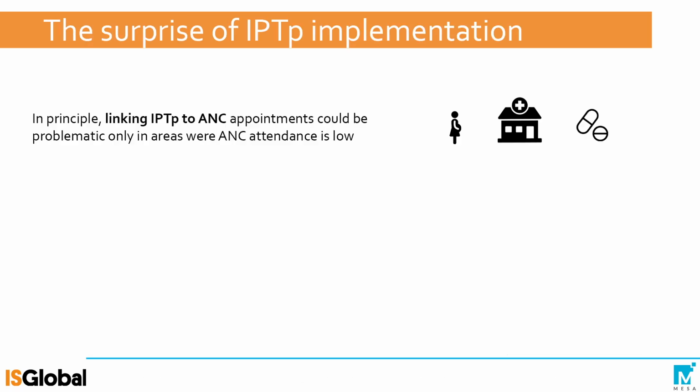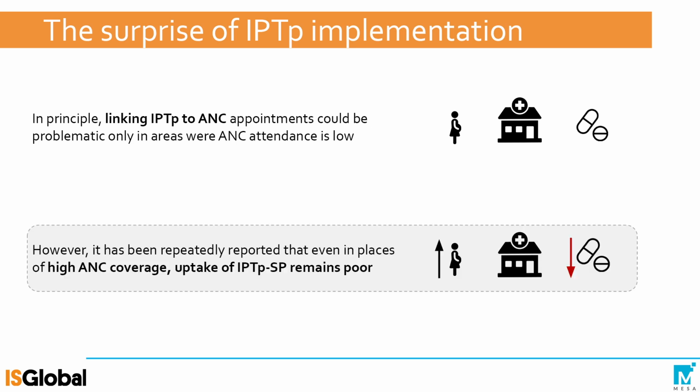So what was the problem? This is what I call the surprise of IPTP implementation. In principle, we would think that if we link IPTP to ANC appointments, the implementation could be only problematic in areas where ANC attendance is very low. However, we've seen many times that even in places where ANC is high, the uptake of IPTP still remains low. So there is a mismatch there.